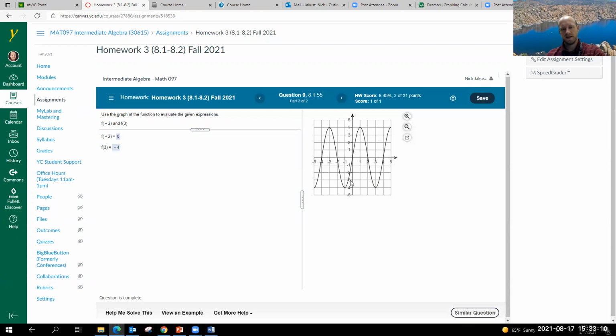So they basically say, this is on the x-axis, what is the y value? That's what they want. Okay.